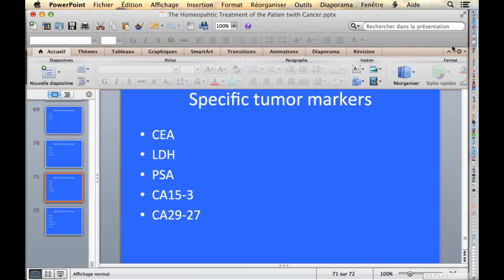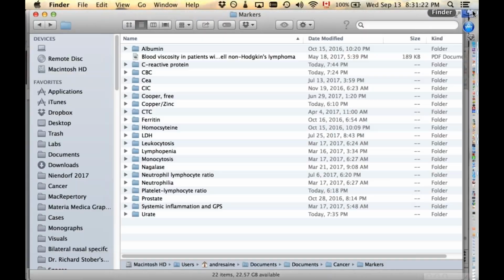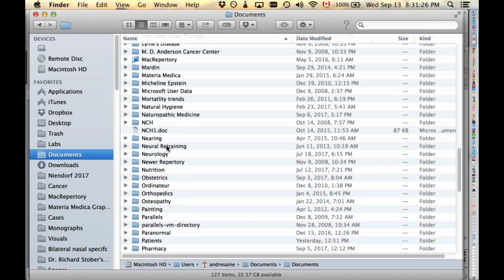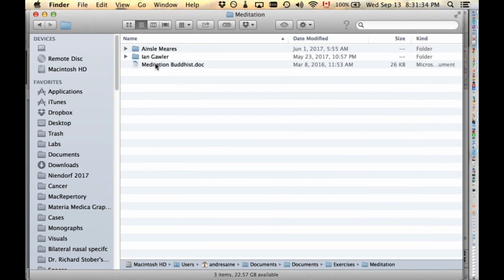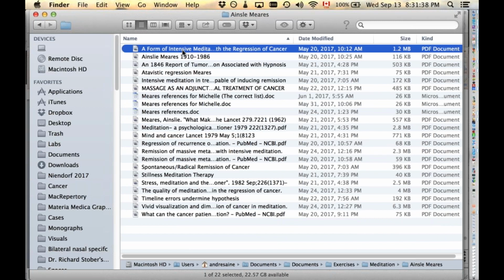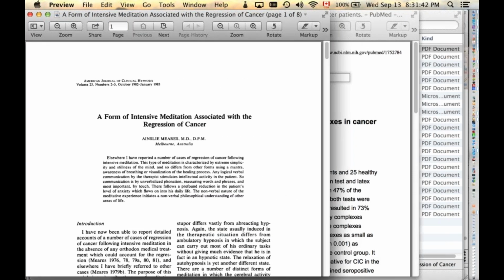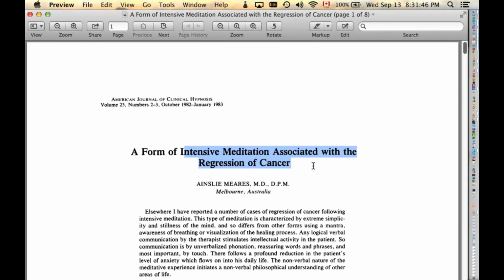Let me see. It would be something of this nature here. Meditation associated with regression of cancer. Ainslie Meares is a psychiatrist from Australia who went to Nepal in the 60s and met a saint who showed him a form of meditation that he used in practice, and he found that he had about 10% regression of patients with terminal cancer.